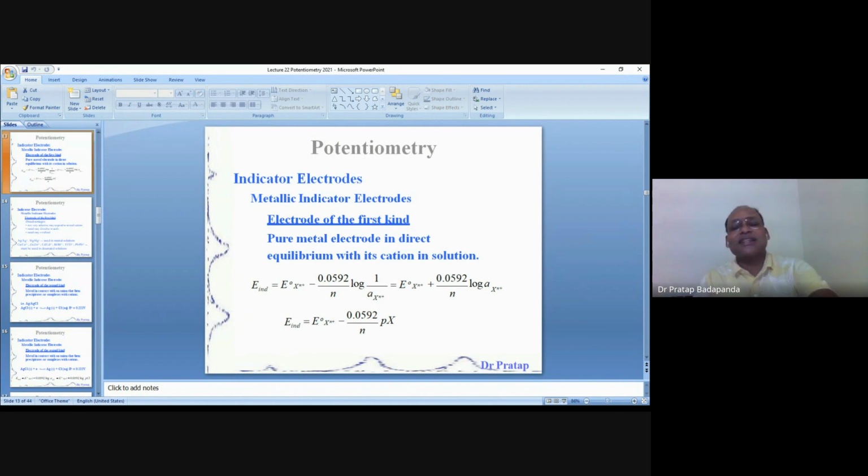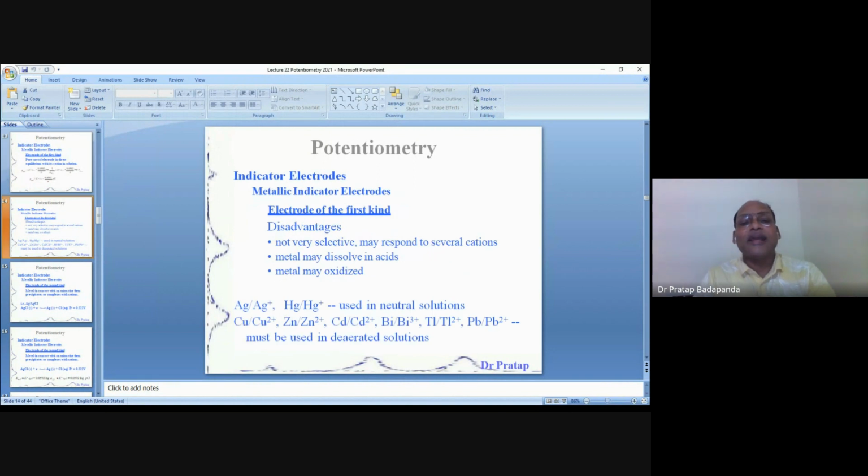You will understand these things once you see that everywhere there will be the Nernst equation, because the electrode has to follow the Nernst equation, and then we can use it. Then, what is the disadvantage of the metallic electrode? It is not very selective, not useful for everyone, and may respond to several cations, right?